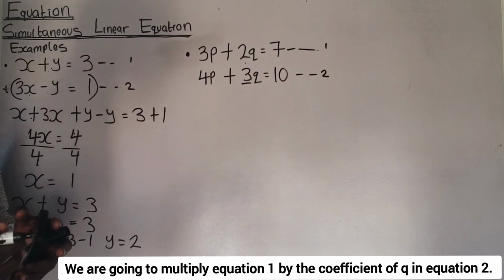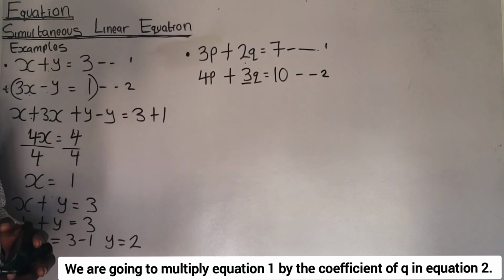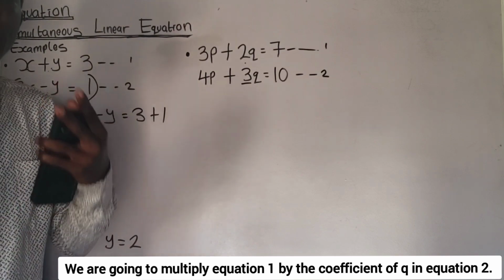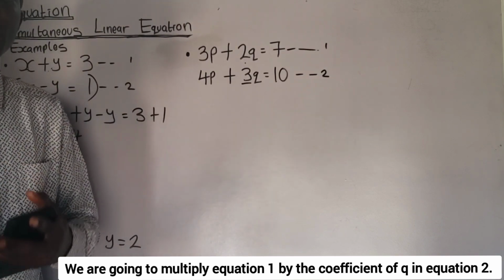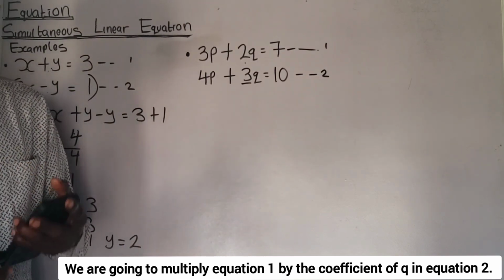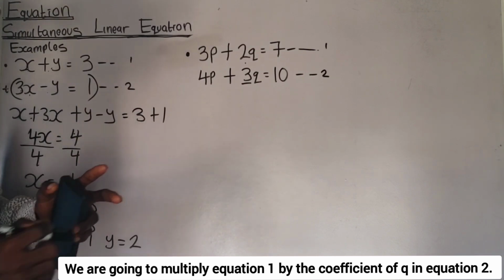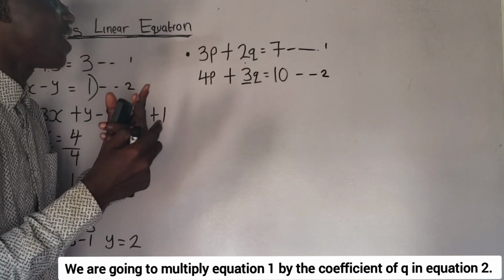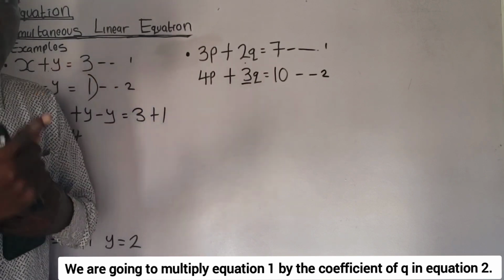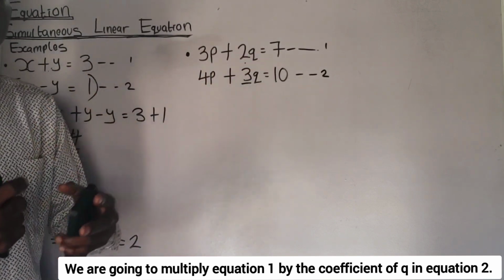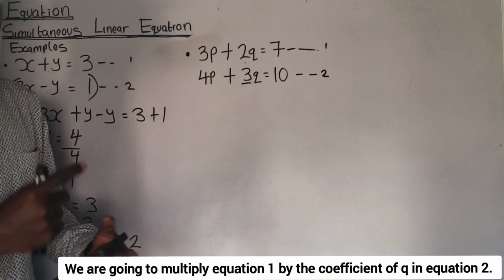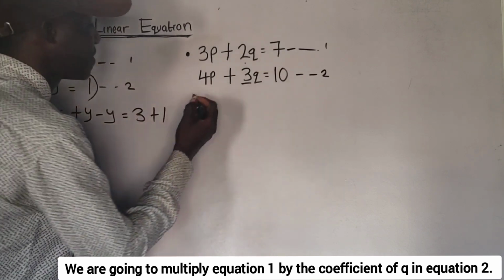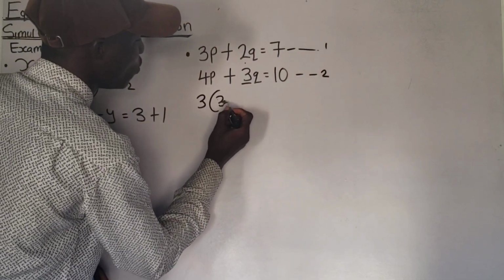Okay? It's simple. Pay attention. The first step is to decide the unknown that you want to eliminate. The second step is to make sure that the coefficient of the unknown that you want to eliminate is the same. How do I do it? I'm going to multiply the first equation, which is equation 1, by the coefficient of q in equation 2. The coefficient of q in equation 2 is what? 3. So I'm going to have 3 multiplied by the whole equation 1.